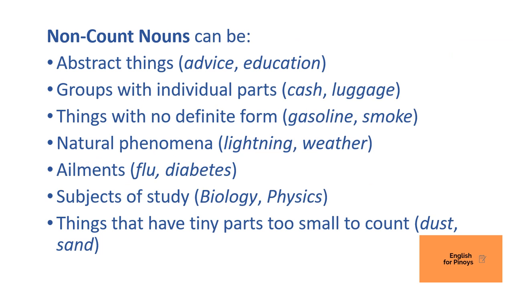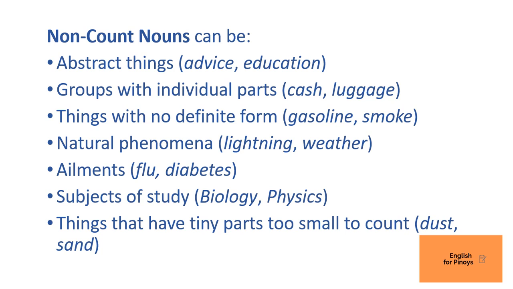Now, non-count nouns can be abstract things. So when you say abstract, of course, these are things that you cannot see, cannot touch. They are in the mind. They are concepts. So advice would be an abstract thing. You cannot see advice. You can see advice being demonstrated, but you cannot see advice itself. Okay? So advice, you cannot say advices. That remains advice. Okay? Advice, education.